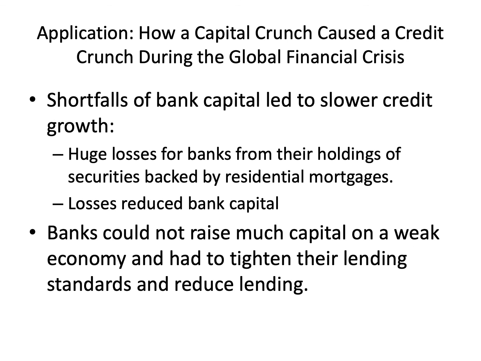So, how did a capital crunch cause a credit crunch during the global financial crisis? Shortfalls of bank capital led to slow credit growth. The huge losses for banks from their holdings of securities backed by residential mortgages, so-called collateralized debt obligations, reduced bank capital. The banks couldn't raise much capital in a weak economy and had to tighten their lending standards and reduce lending, which leads to a further shrinkage.